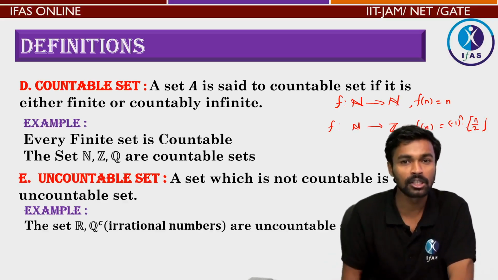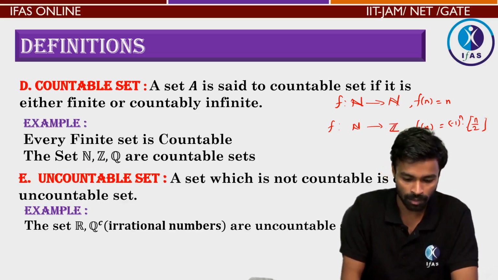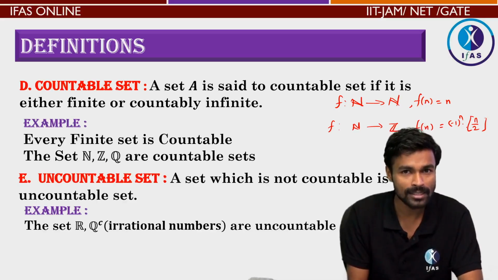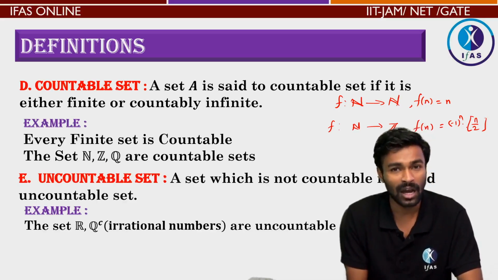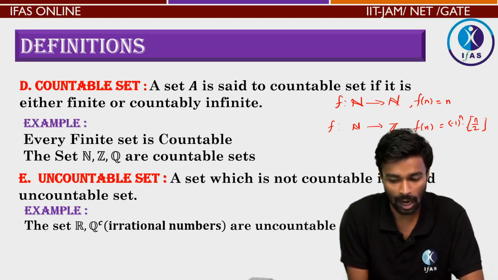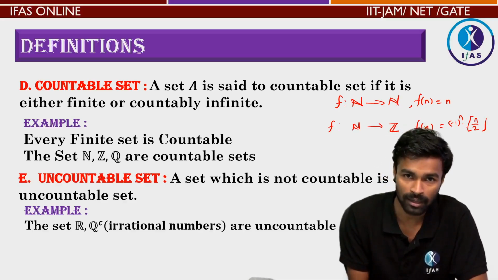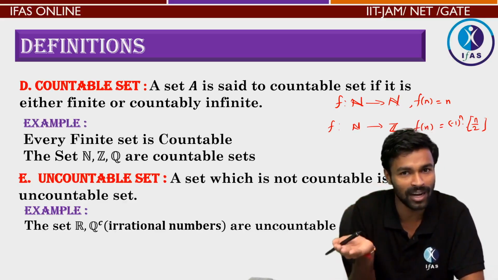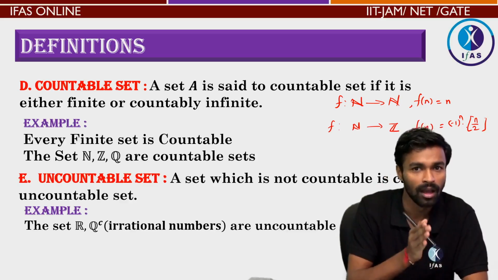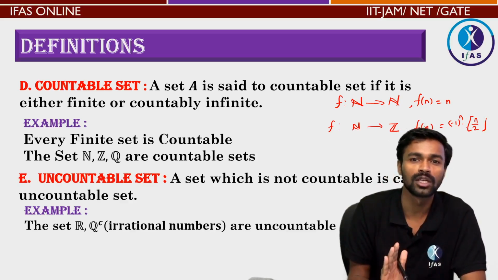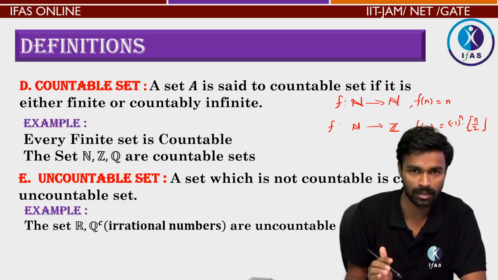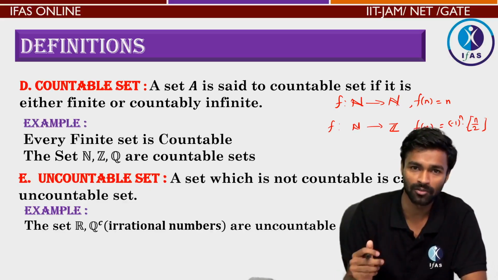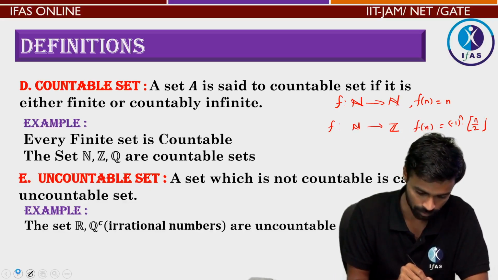The next one is Q. Q is also a countable set. Now the next definition is uncountable set. What is an uncountable set? A set which is not a countable set is called an uncountable set. Okay, so जो भी set countable नहीं होंगे, that means वो countably infinite भी नहीं होंगे और finite भी नहीं होंगे. अगर ऐसा होता है तो वो जो set बनेगा वो uncountable set बनेगा. So examples are set of irrational numbers and set of real numbers.